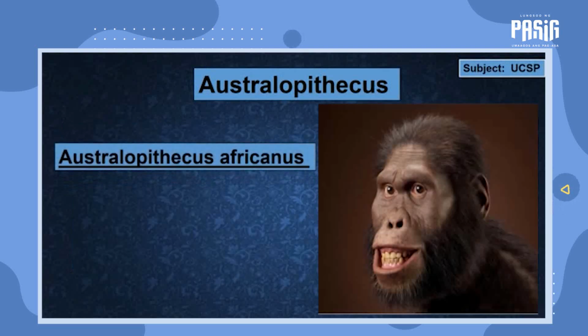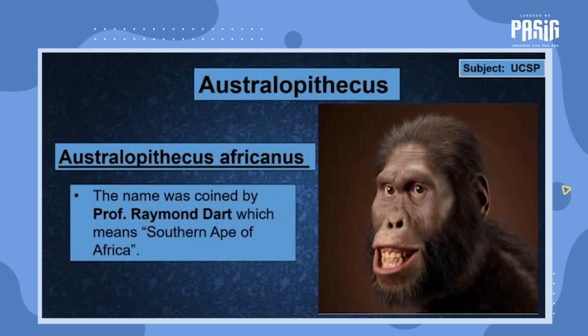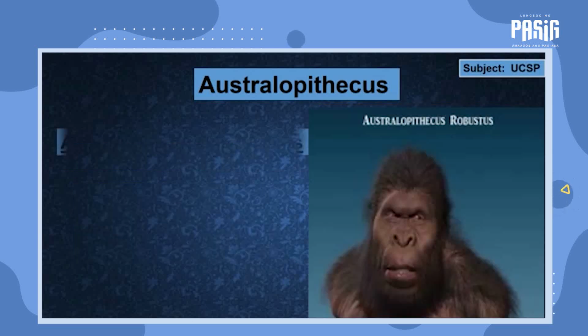Australopithecus africanus. The name was coined by Professor Raymond Dart, which means southern ape of Africa. They were bipedal and had a small skull with smaller brains than Homo erectus, but they appear bigger than their forerunners. They are herbivores, and that explains why they had huge teeth compared to modern-day people. Australopithecus robustus.